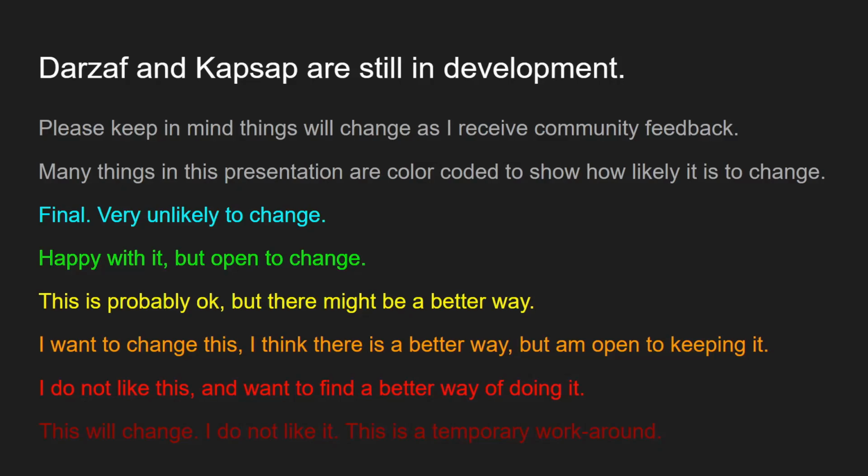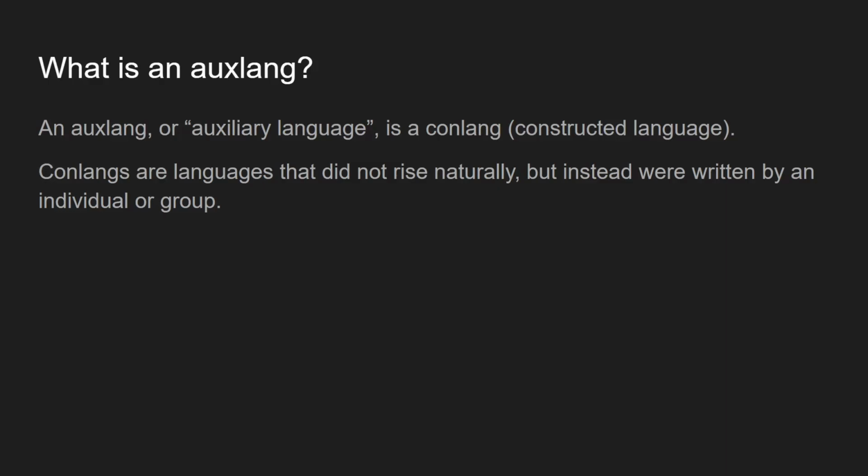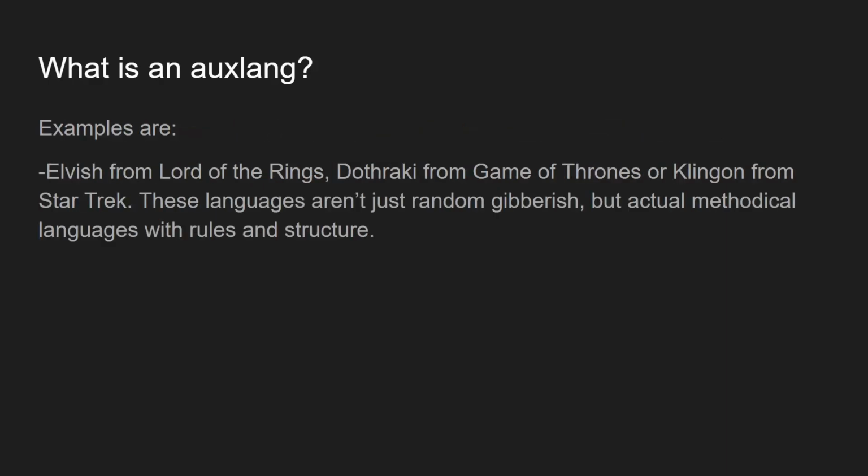What is an auxlang? An auxlang, or auxiliary language, is a conlang or constructed language. Conlangs are languages that did not rise naturally, but instead were written by an individual or group. Examples are Elvish from Lord of the Rings, Dothraki from Game of Thrones, or Klingon from Star Trek. These languages aren't just random gibberish, but actual methodical languages with rules and structure.